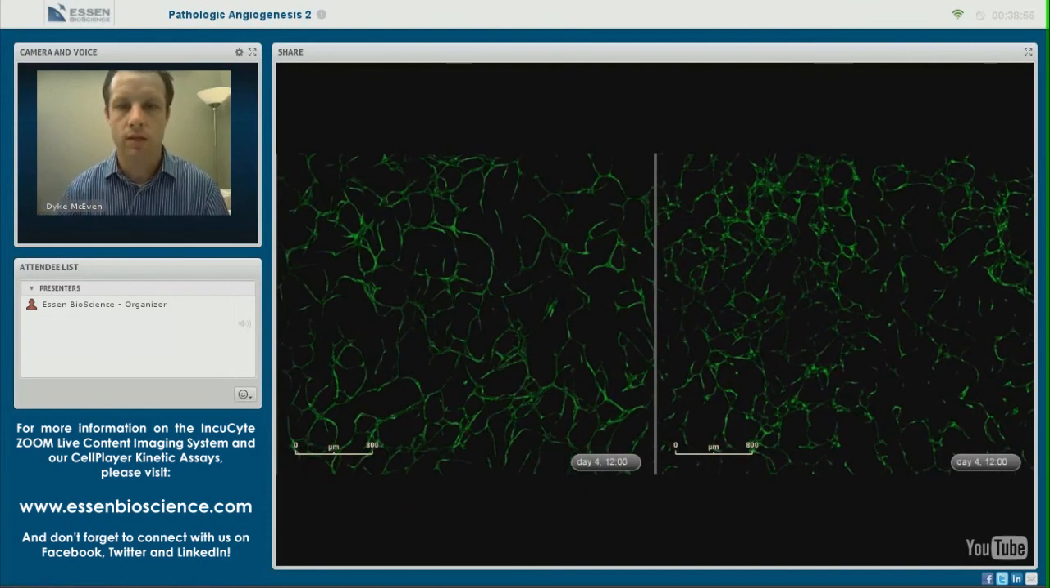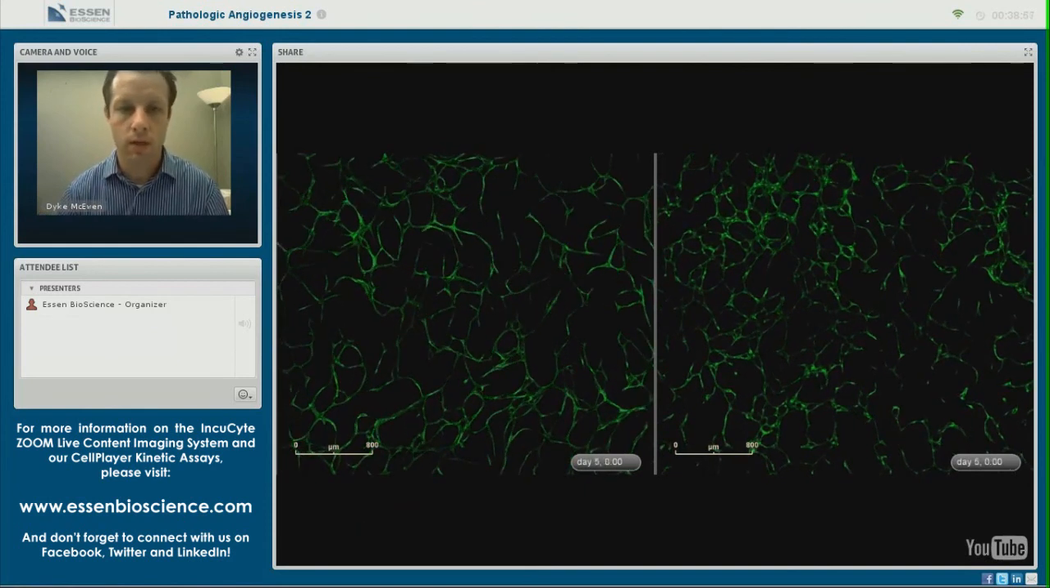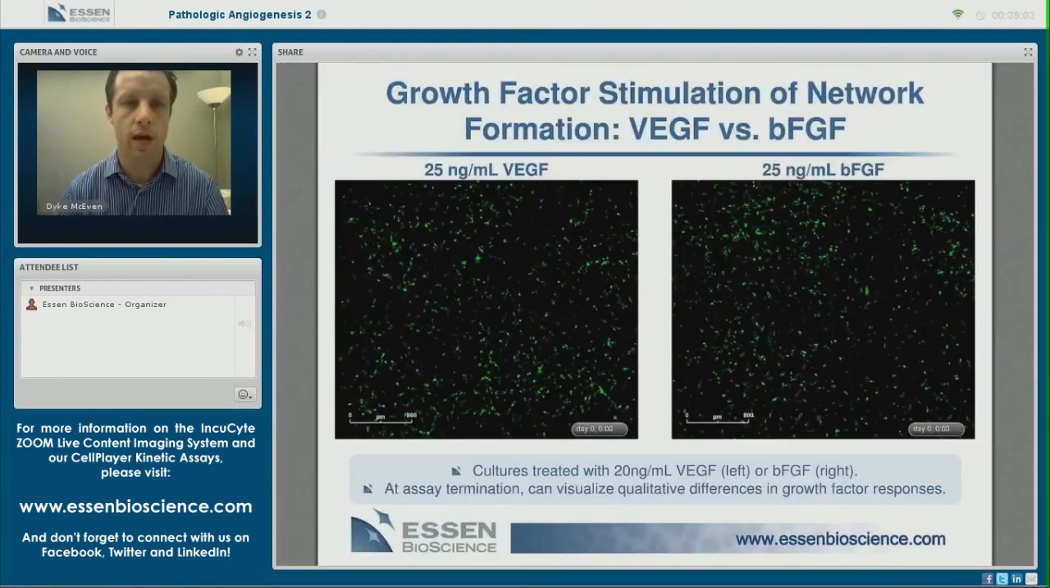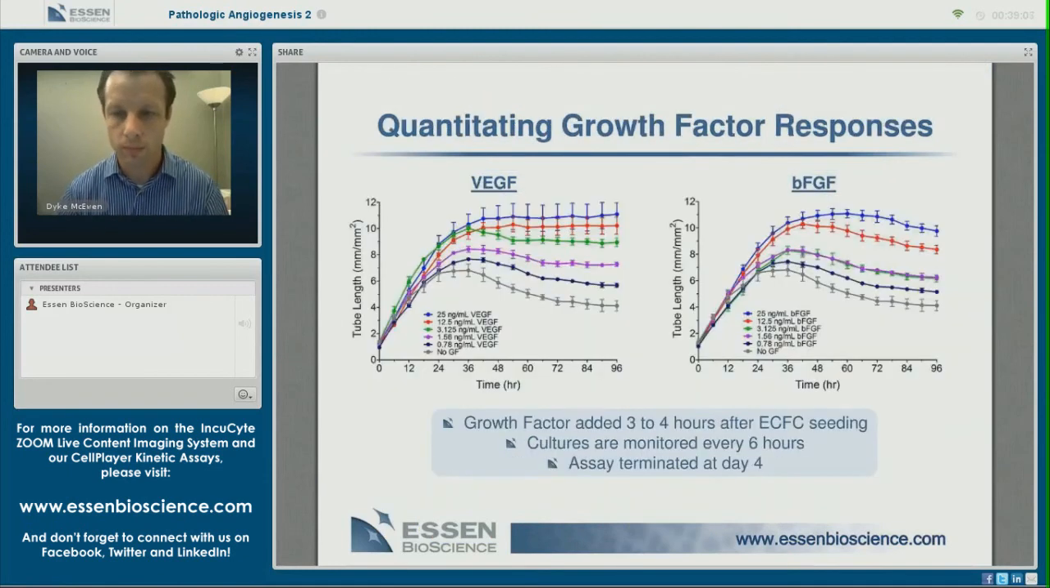Not only do we get the imaging capability of making movies, we can also quantitate the growth factor response, and look at how growth factors are affecting tube formation over time. And shown here, again, similar to the prime kit, we're able to measure a concentration-dependent increase in tube formation over the course of the assay.